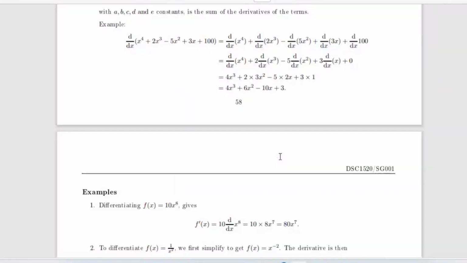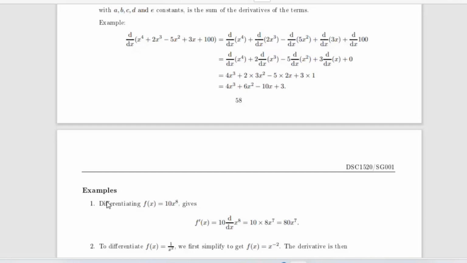Now, let's look at these examples. Number 1, differentiating f of x, which is equal to 10x to the power 8.